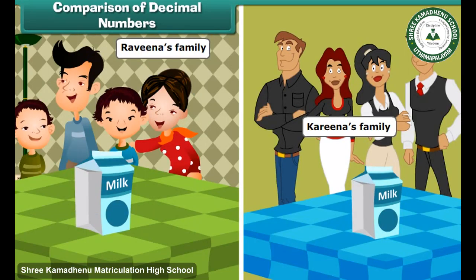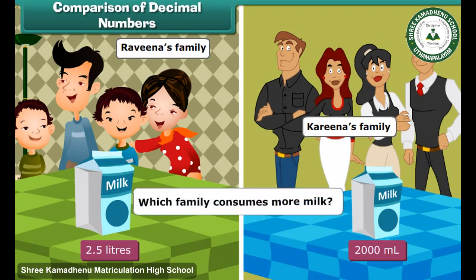Let us look at one more problem. Ravina's family consumes 2.5 liters of milk every day. Her friend Karina's family consumes 2000 milliliter of milk every day. Which family consumes more milk?